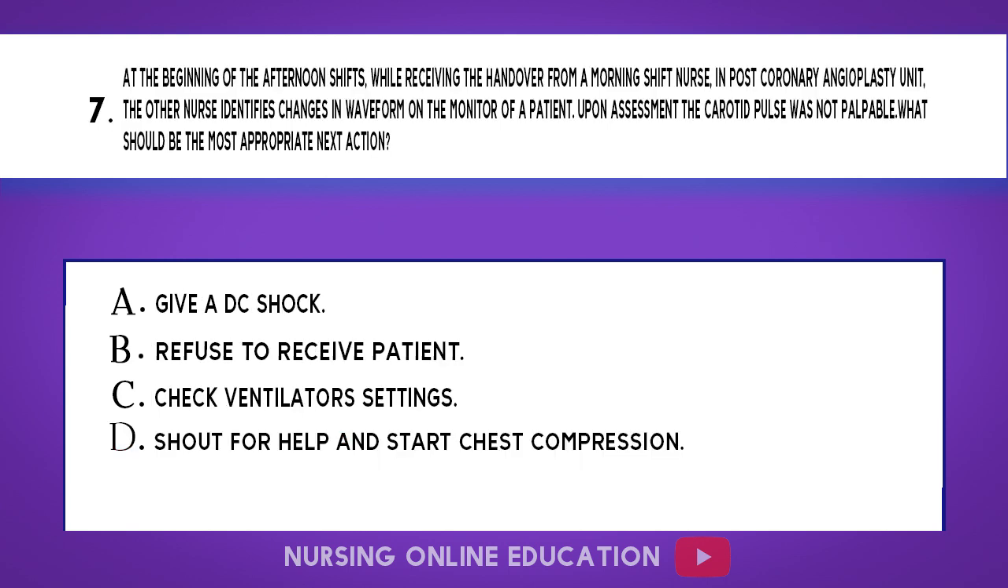6. The physician has ordered mannitol for a client with a head injury. What should the nurse closely monitor because the client is receiving mannitol? A. Deep tendon reflexes, B. Urine output, C. Level of orientation, D. Pulse rate. The answer is option B, urine output.